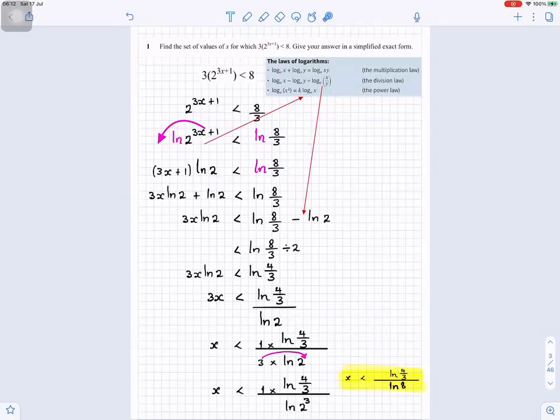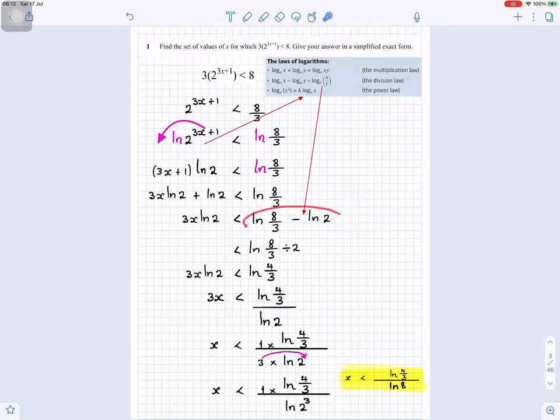Now you can remove the brackets. 3x times ln 2 is 3x ln 2. 1 times ln 2, you just write ln 2, is less than ln 8 over 3. Now we take plus ln 2 to the right hand side, it becomes minus ln 2. So 3x ln 2 is less than ln 8 over 3 minus ln 2.